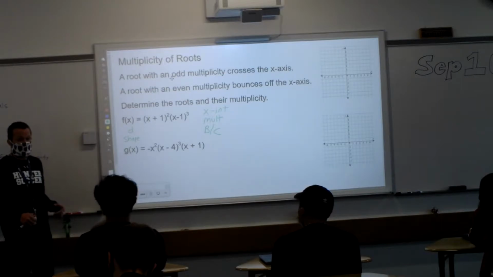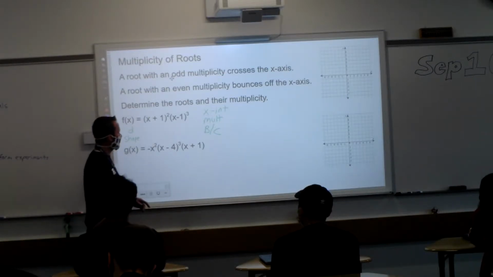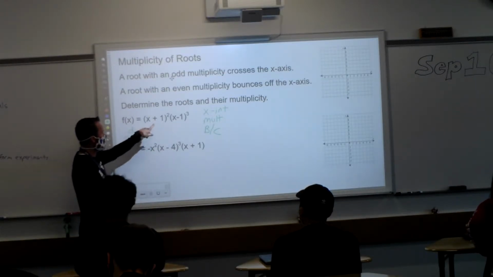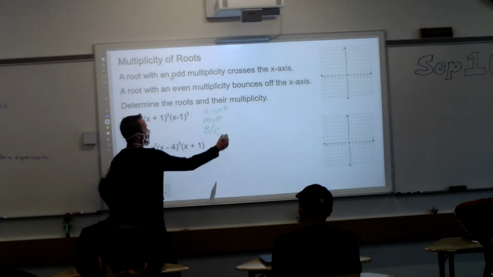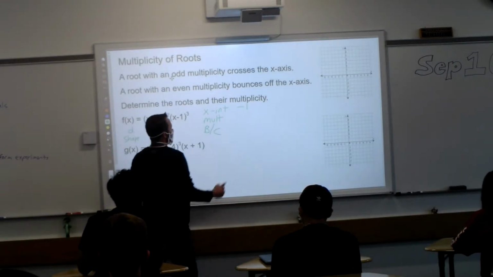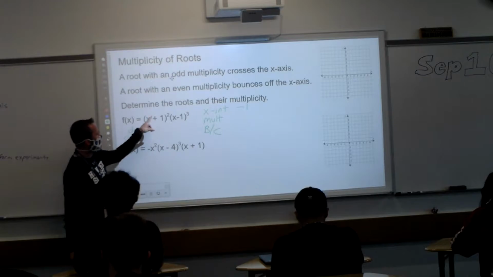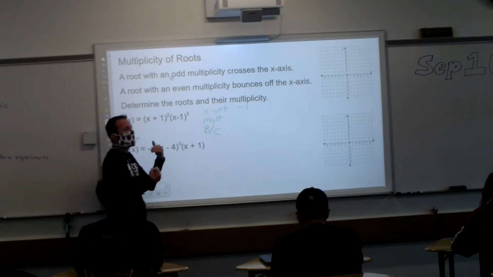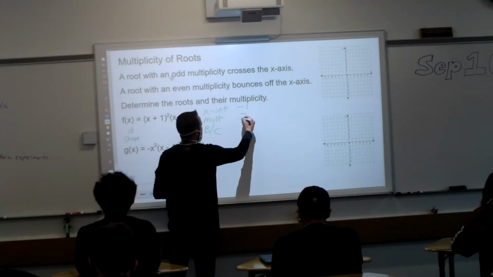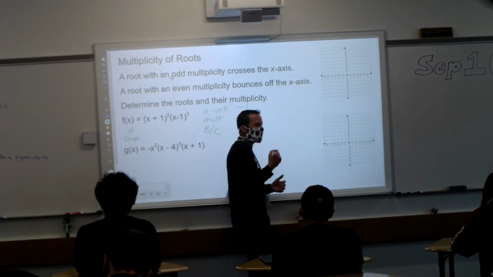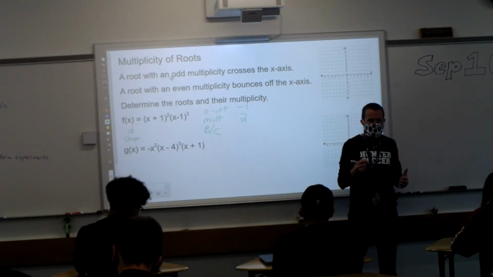Let's first talk about the x-intercept. What will make these turn to 0? This one right here, what makes it turn to 0? -1. Now notice, this one is squared. That's how many times it's used. That's the multiplicity, so the multiplicity is 2. Since that 2 is even, what does that tell you?